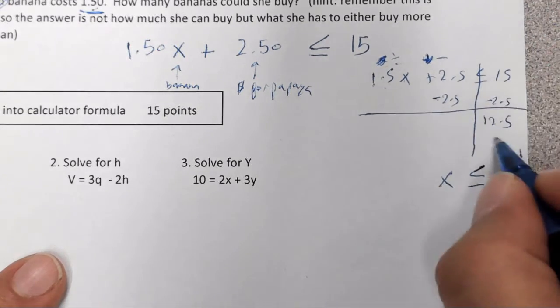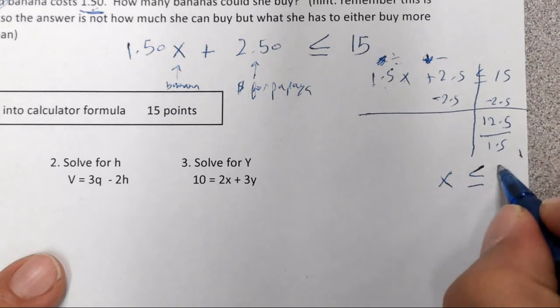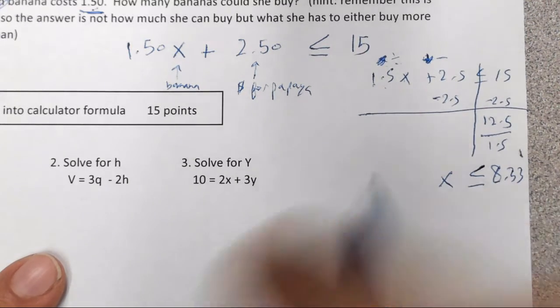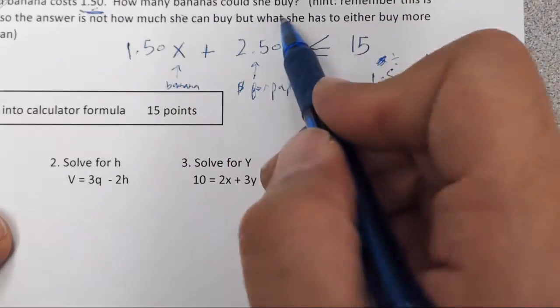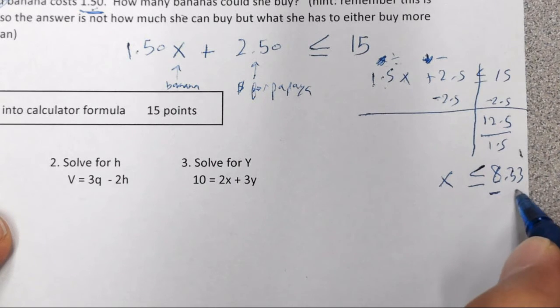And then I'm going to divide by 1.5. And that gives me 8.33. So $8.33. So, how many bananas could she buy? She can buy 8 bananas and a third.